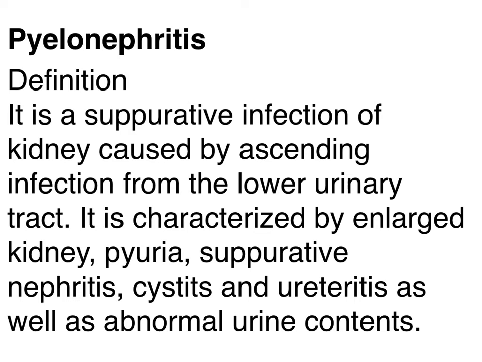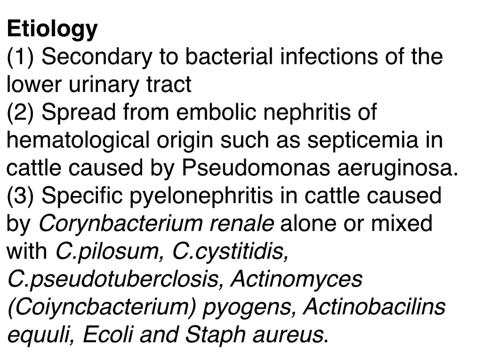أن شرحناها بالمحاضرات السابقة. Etiology: secondary to bacterial infection of the lower urinary tract system, spread from embolic nephritis of hematological origin such as septicemia in cattle caused by Pseudomonas aeruginosa, and specific pyelonephritis in cattle caused by Corynebacterium renale alone or mixed with Corynebacterium pyogenes and C. cystitis, pseudotuberculosis, Actinomyces and Actinobacillus equuli, E. coli and Staph aureus.